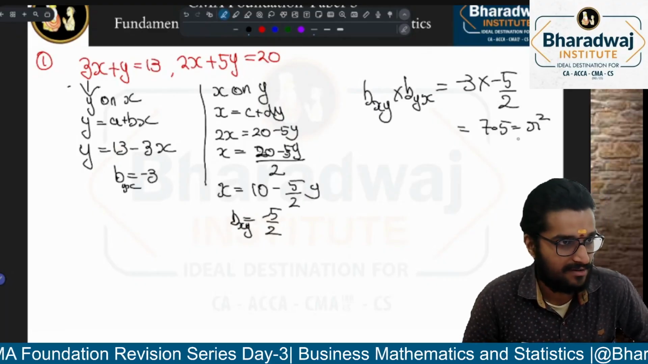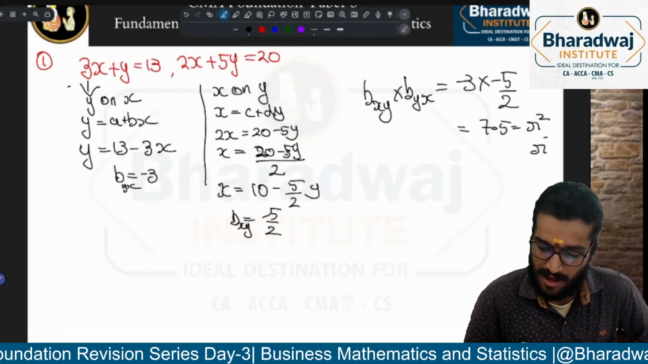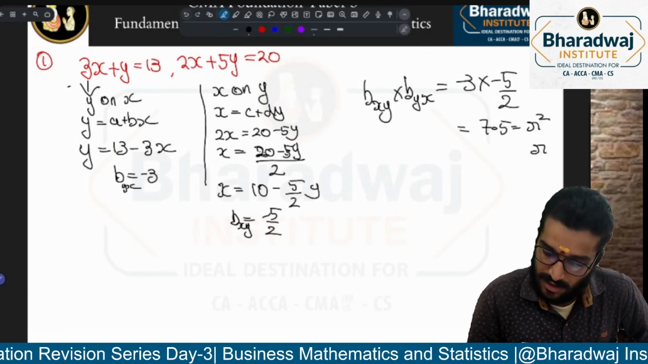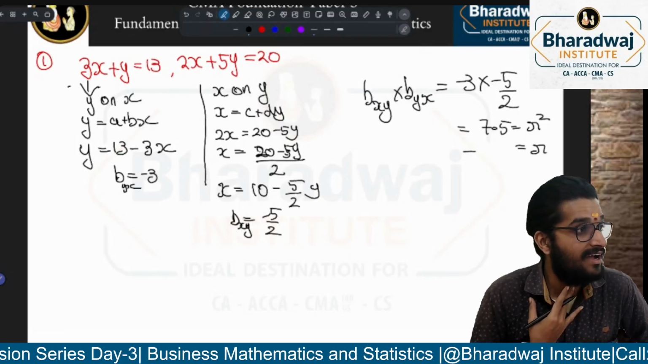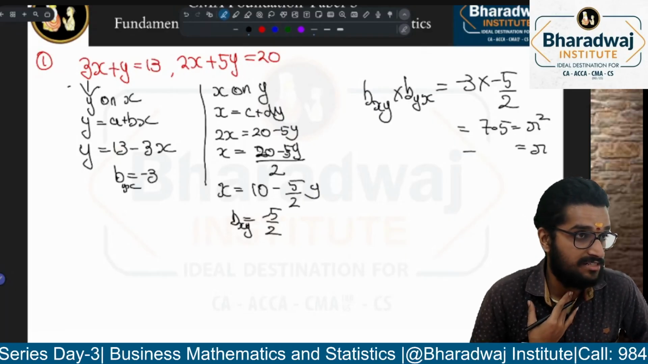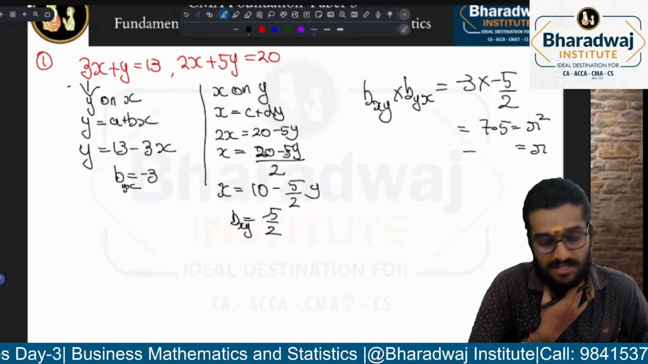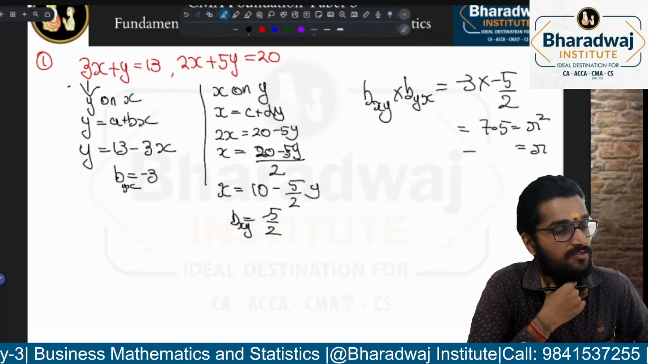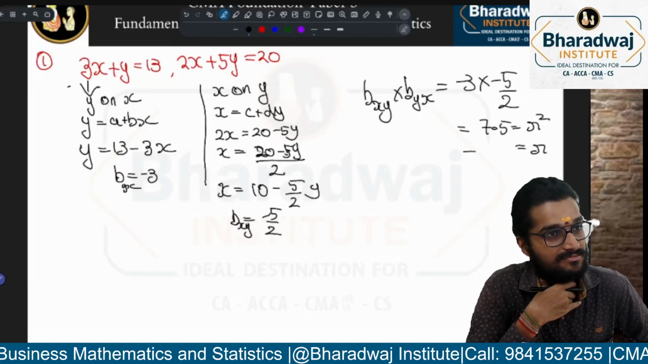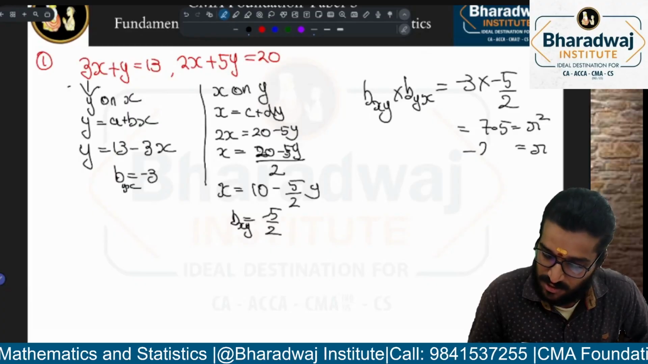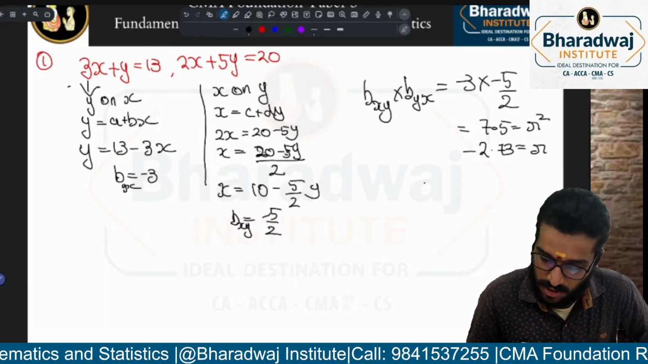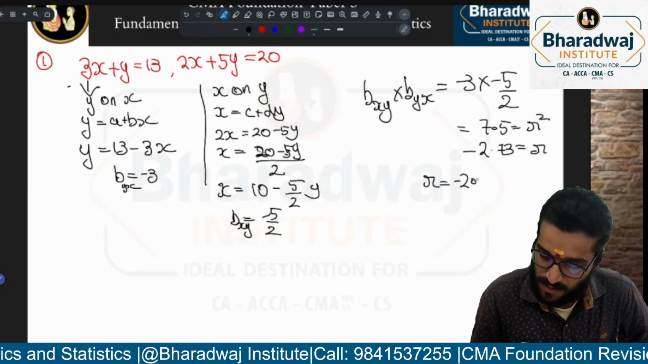That is r square, right? What can be r? See, both the regression coefficients have negative symbol. What is the square root of 7.5? 2.73, minus 2.73. So your correlation coefficient is minus 2.73.